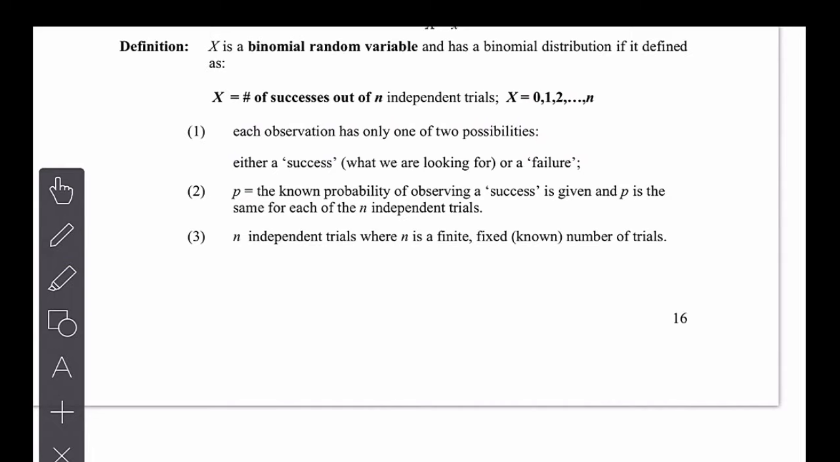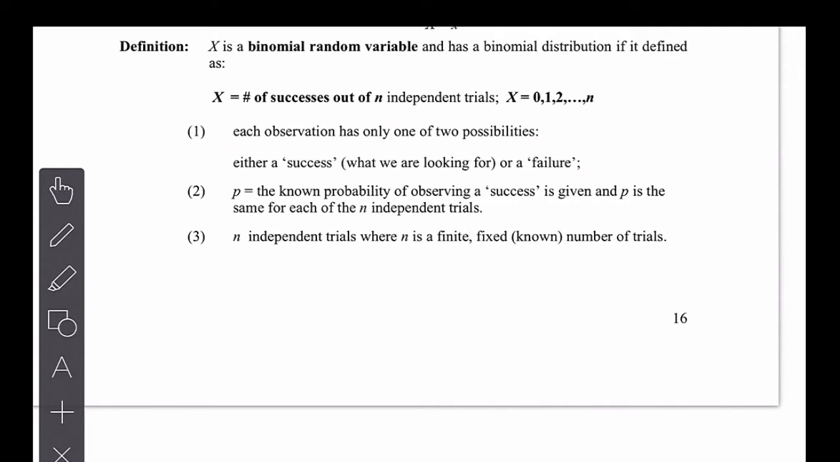P is going to be the symbol used for the known probability of observing a success. In other words, it has to be given to you, or I give you enough information that you can calculate it. And P is the same for each of the n independent trials. So they're independent trials because P doesn't change. It's kind of redundant saying that. So P is the same because the trials are independent, right?